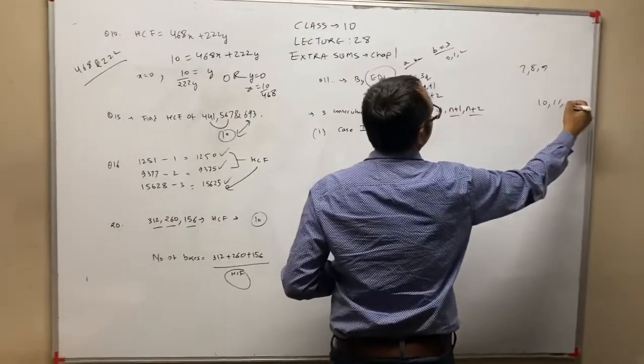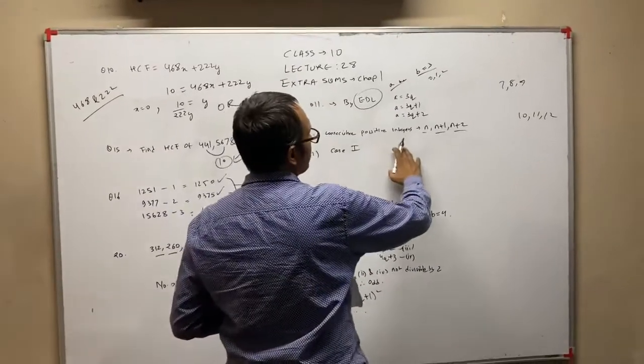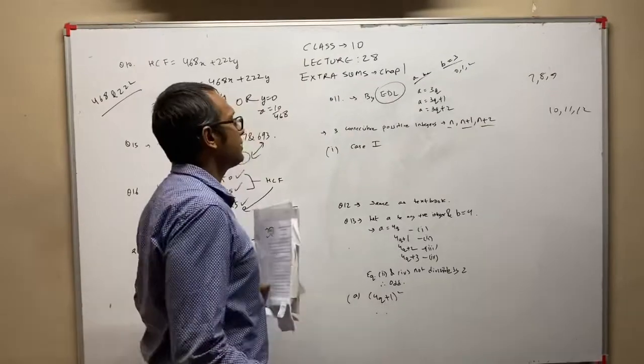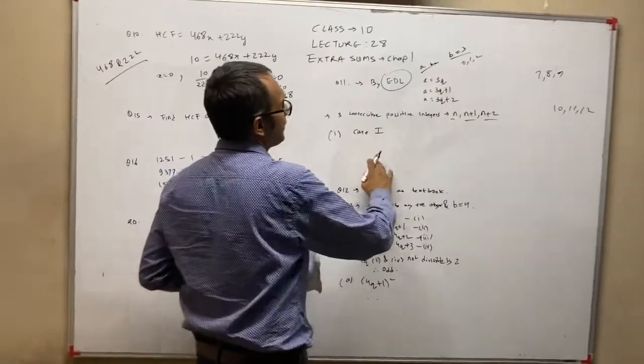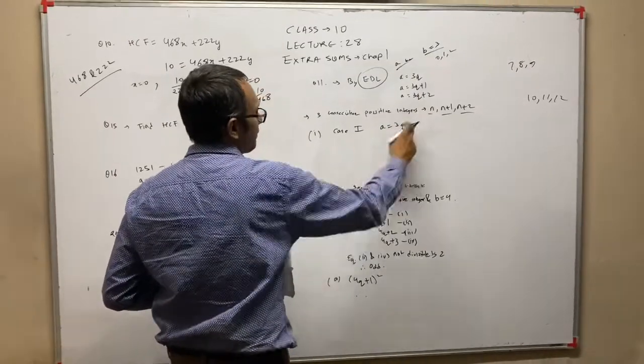10, 11, 12 are three consecutive positive integers. Anyway, so let the three consecutive positive integers be n, n plus 1 and n plus 2. Now one by one you have to do it. We will take the first case when A is equal to 3q, and one by one we will substitute in this.